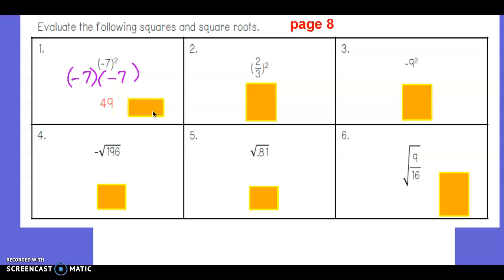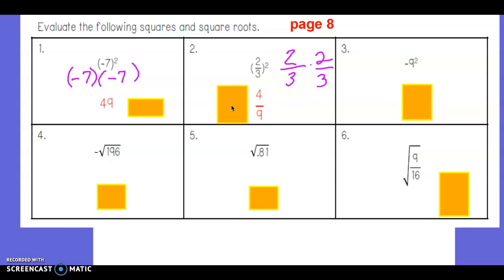Problem number 2, when you see a fraction squared, just square the top and square the bottom, because this means 2/3 times 2/3. So take 2 times 2, or 2 squared, which is 4, and then across the bottom you would do 3 times 3, or 3 squared, which is 9. So the answer is 4/9.